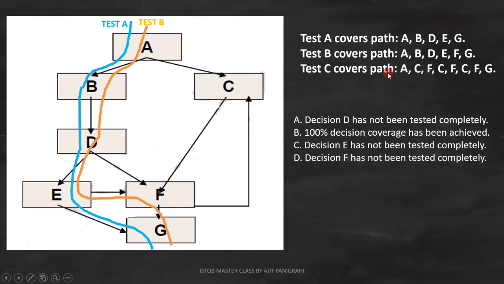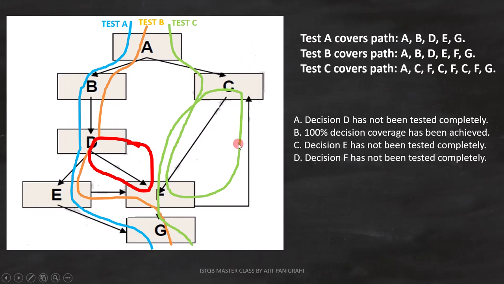Test C covers path A, C, F, C, F, C, F, G. In the flowchart, this is the path covered by test C. Now, both parts of the A is covered. Both parts of F is covered. But still, both parts of the D is not covered. That means option A is the answer. Decision D has not been tested completely.